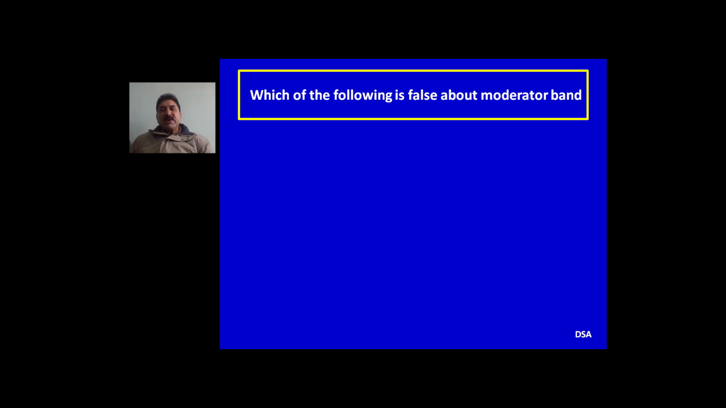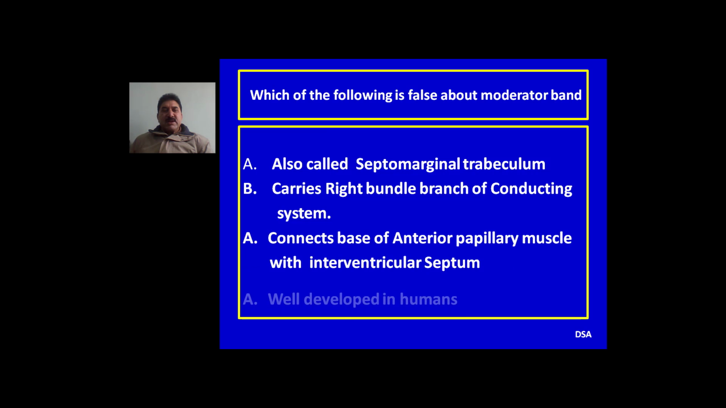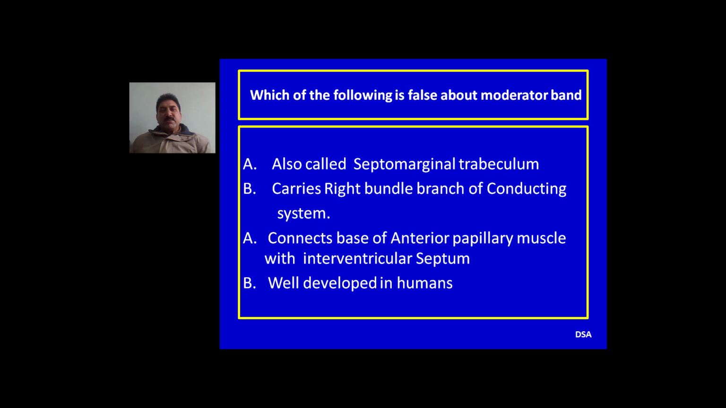Which of the following is false about the moderator band? A. It is also called the septomarginal trabeculae. B. Carries the right bundle branch of the conducting system. C. Connects the base of the anterior papillary muscle with the interventricular septum. D. It is well developed in humans. D is false. It is poorly developed in humans. It is well developed in quadrupeds.